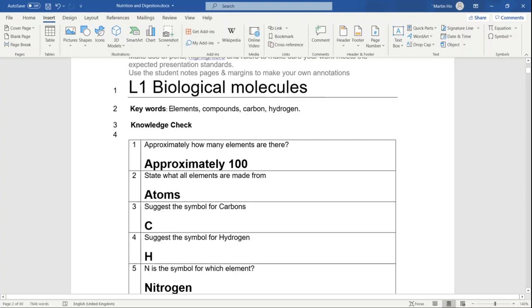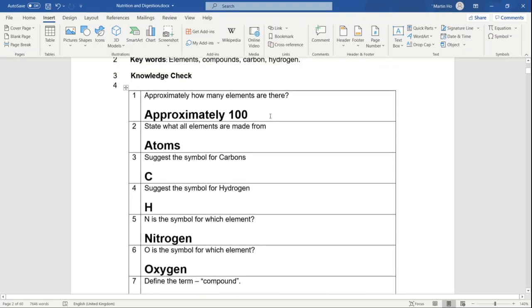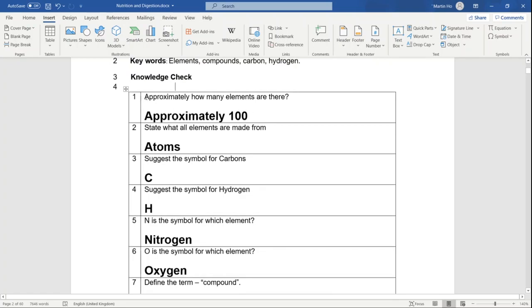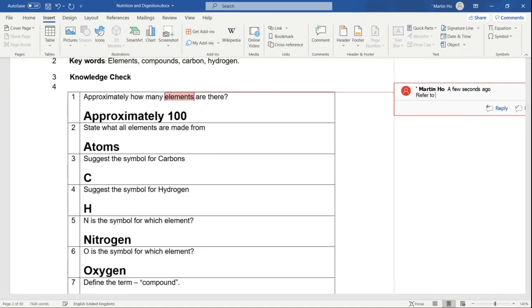So our key words are elements, compounds, as well as carbon and hydrogen. Carbon and hydrogen are the two main elements found in all living things. So let's quickly take up this knowledge check. Question 1. Approximately how many elements are there? As we know from our atoms and compounds units, there are approximately 100 different elements on the periodic table. So when we are talking about how many elements, refer to the periodic table.